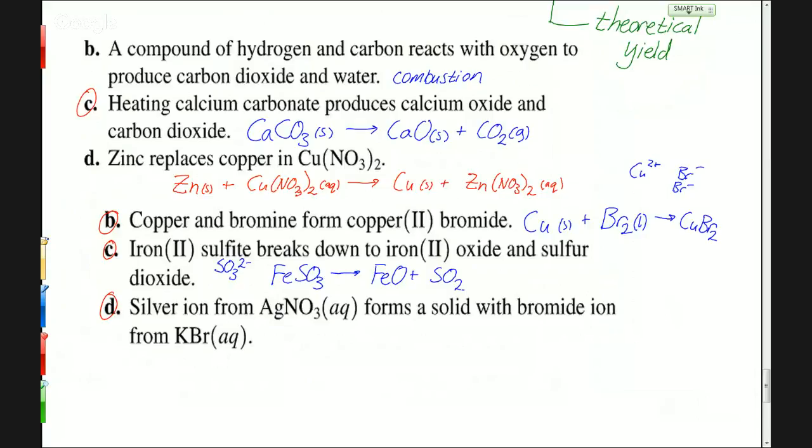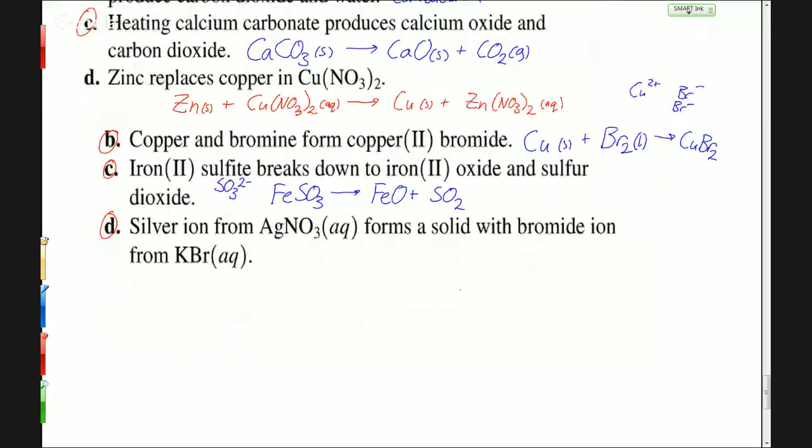And then finally, this one doesn't really tell you the products, but it says silver ion from silver nitrate, AgNO3, forms a solid with bromide ion from KBr. So what do you think that means? What is that telling you? That it's going to be probably a double replacement. So we can first just write down exactly what they say. So we've got AgNO3 and KBr, and it says the silver forms a solid with the bromide ion.